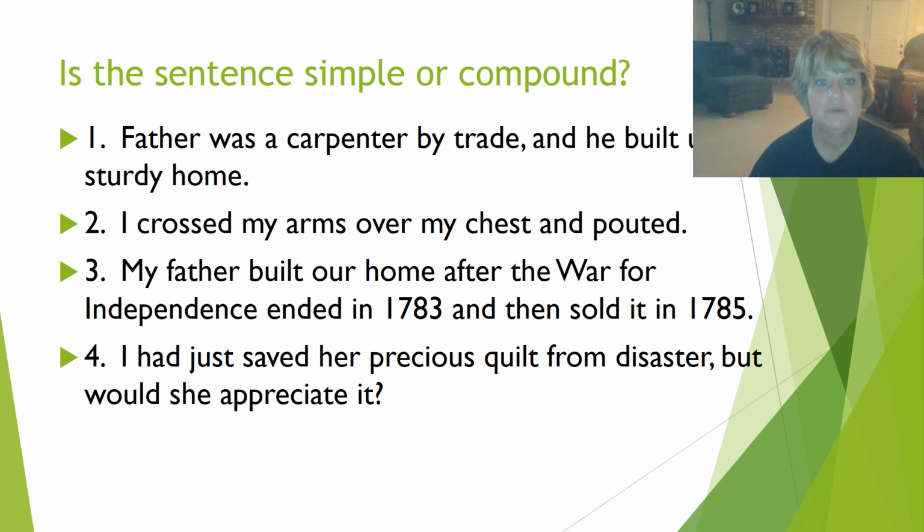Number two, I crossed my arms over my chest and pouted. I see the conjunction and, but no comma. But I'm going to look to the left of and. I crossed my arms over my chest. That's a complete sentence. Now I'm going to look to the right. Pouted. That's not a complete sentence. So this one is simple. Try number 3 and 4 on your own and write your answers down. Pause the video if you need to.